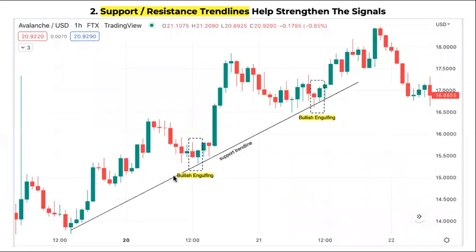Okay. Another example, in this case, it's an uptrend. When do you long? When the price bounces off the support trend line. You draw a line, wait for the price to come down, and see whether it bounces off or not. If it bounces off and you see a bullish engulfing candlestick pattern, like in this example, you open a long position.